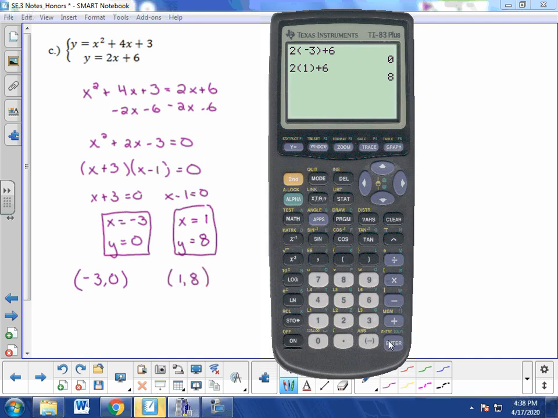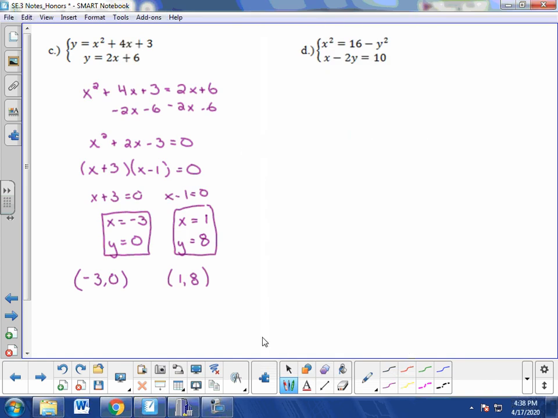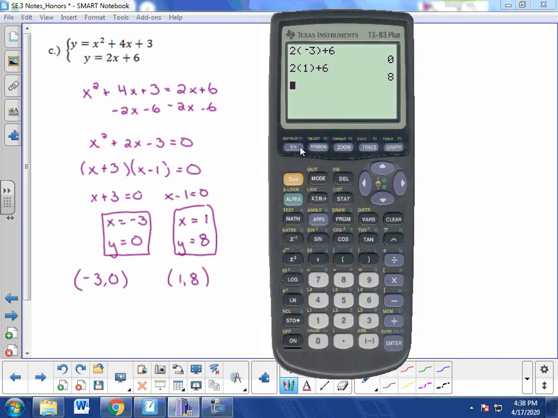So these are the two solutions. Now, again, let's check this graphically. So this equation in C, again, was set up pretty nicely for us. X squared plus 4x plus 3, we can just type into the calculator because it equals y. And 2x plus 6, we can just type into the calculator because it equals y. We can graph that. And there's my parabola. And there's my line. You can see the two intersections.